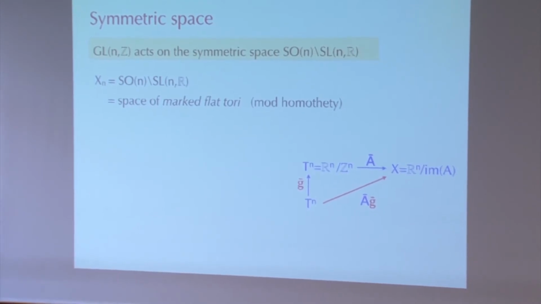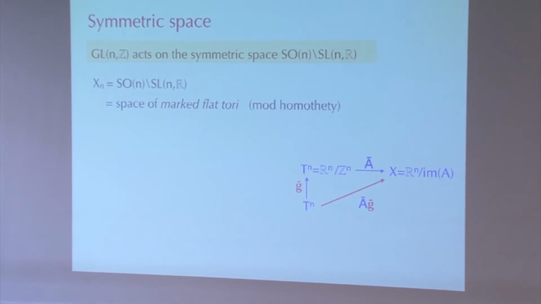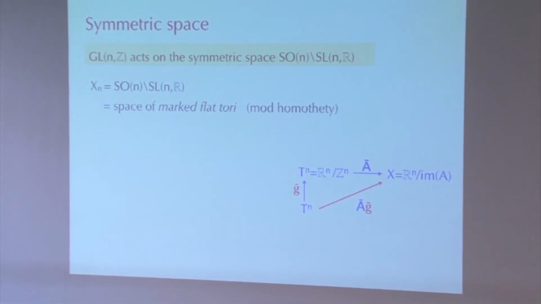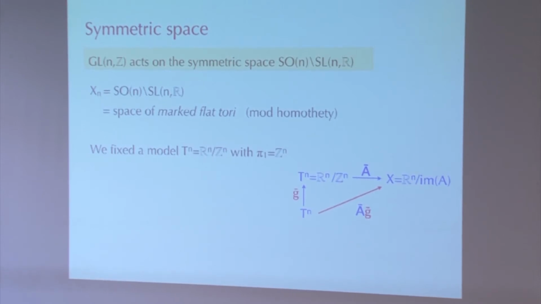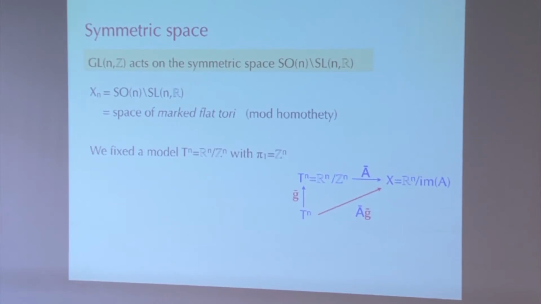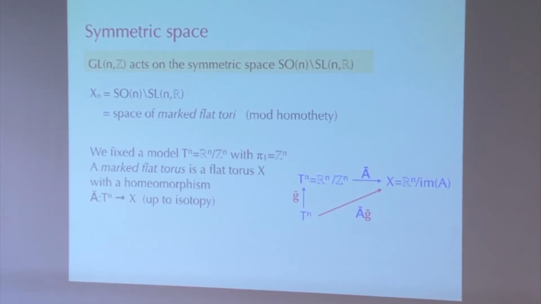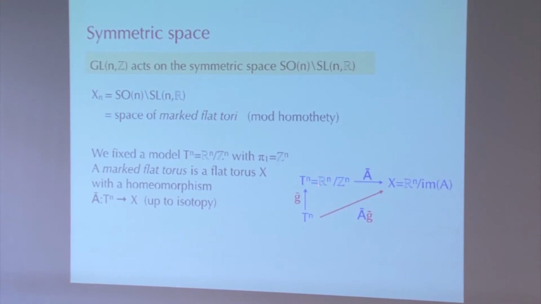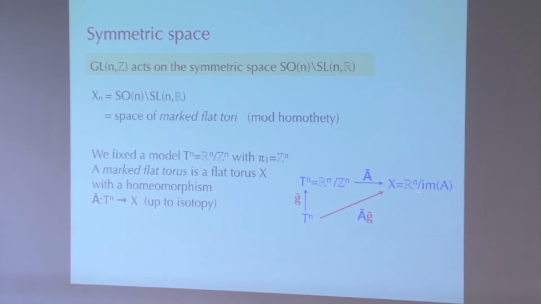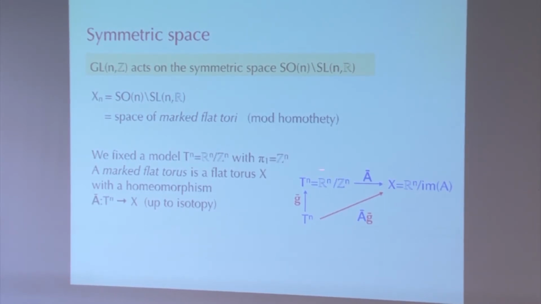So let me just repeat what you do. You're thinking of this as a space of marked flat tori. So you fix a model torus, which is R^n mod Z^n. It's got fundamental group Z^n. And then a point in your space is a marked flat torus. So that's a flat torus X, that's over here, with a homeomorphism from your standard torus to your flat torus, and you do that up to isotopy.